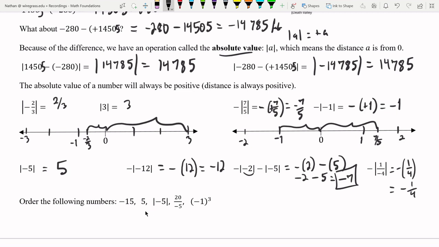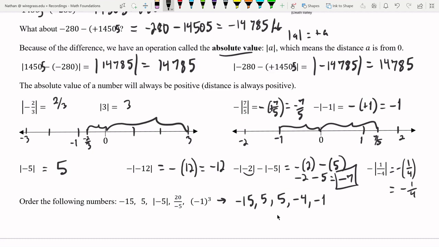Okay, we want to order the following numbers. So first off, let's simplify the numbers down and then go from there. We have negative 15, 5. The absolute value of negative 5 is 5. Negative 5 is 5 units away from 0. So this just becomes 5. Positive 20 divided by negative 5: positive divided by negative is negative. 20 divided by 5 is 4. So negative 4. And negative 1 cubed is negative 1 times negative 1, which is going to be positive 1, times negative 1, which is going to be negative 1.